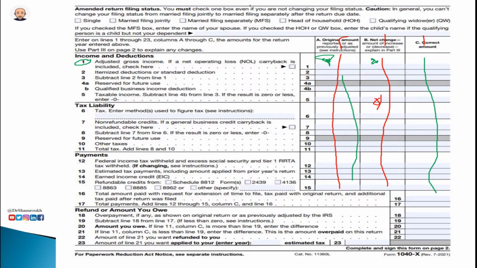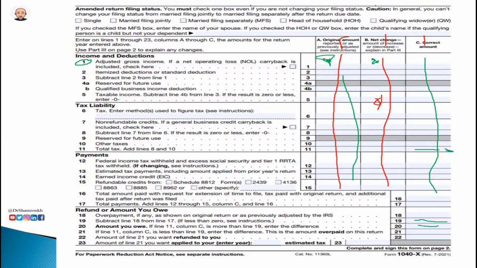if line 11, which is the total taxes, is more than line 19, then you put the difference in line 20. For line 21, if line 11 here is less than line 19, then you put the overpayment of taxes in line 21, and that's what you expect to receive from the IRS. For line 22, you repeat the same number of 21 and put it in 22.